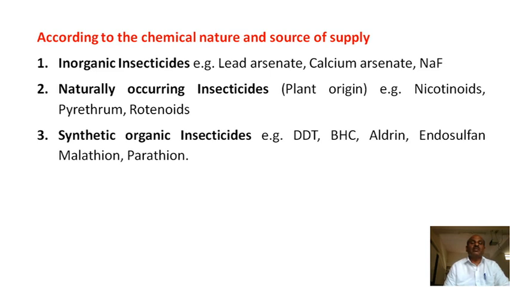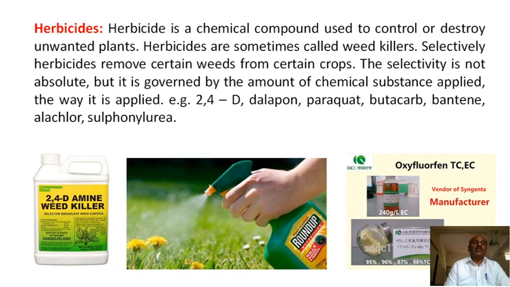They have to be prepared by an organic process, so some are organic and some occur naturally, in the soil also. Now second is the herbicide. A herbicide is a chemical compound used to control or destroy unwanted plants. Generally herbicides are sometimes also called weedicides.